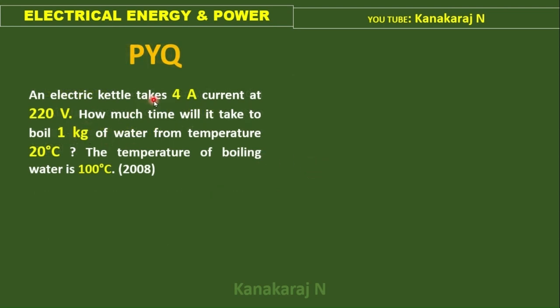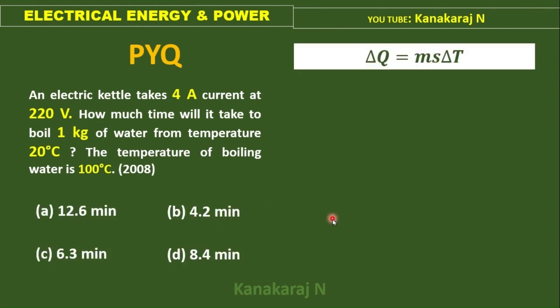An electric kettle takes 4 ampere current at 220 volt. How much time will it take to boil 1 kg of water from the temperature 20 degrees Celsius? The temperature of the boiling of water is 100 degrees Celsius. Good. Now we can find the power by multiplying the voltage and current. And next we can find the energy by using a formula m s del T. The mass of the water is 1 kg, the specific heat capacity of water is 4200 joules, and the rising temperature is 100 minus 20, it is 80 degrees Celsius. The time is energy by power. We use all these formula to find the answer.